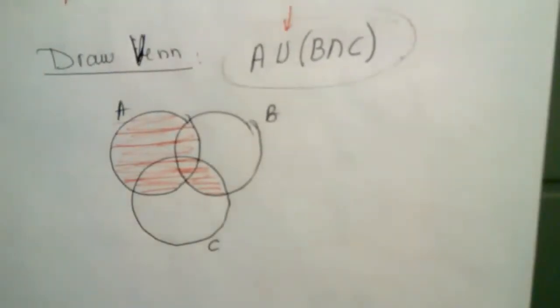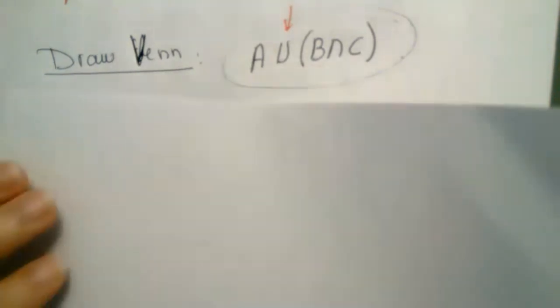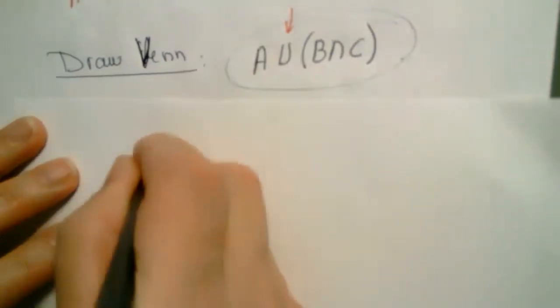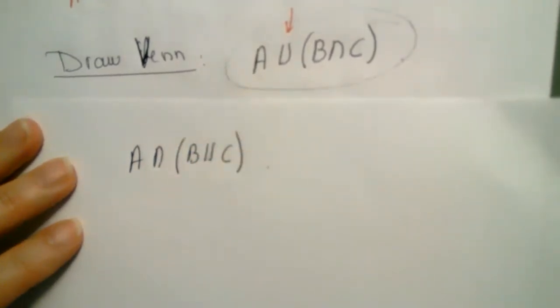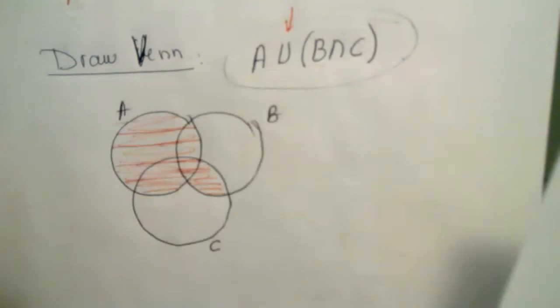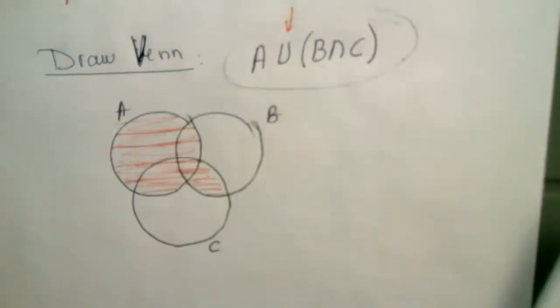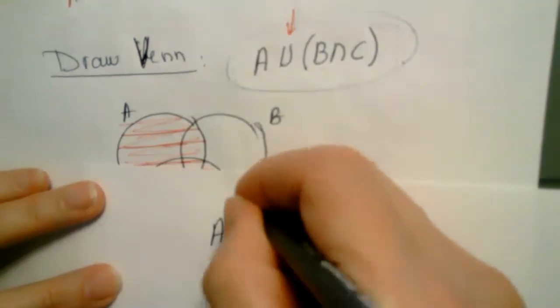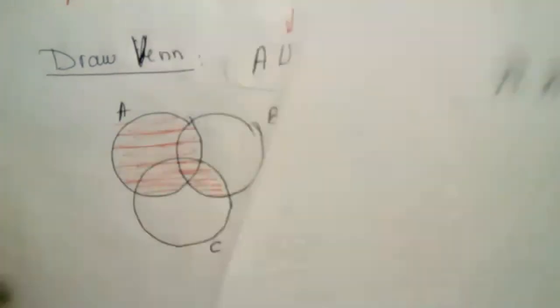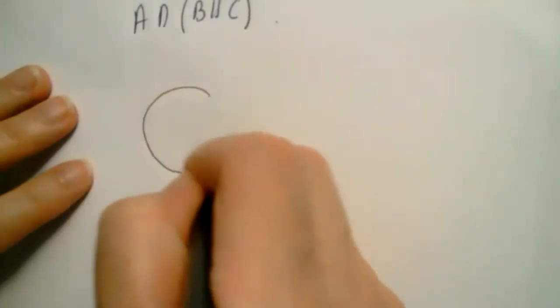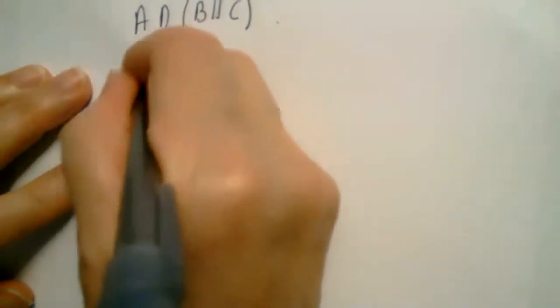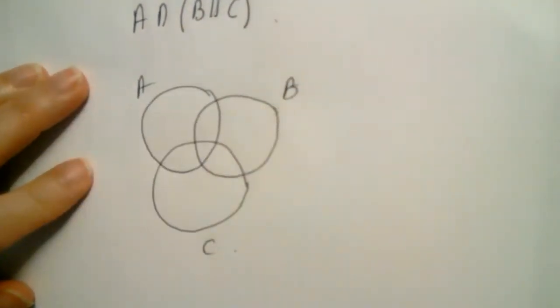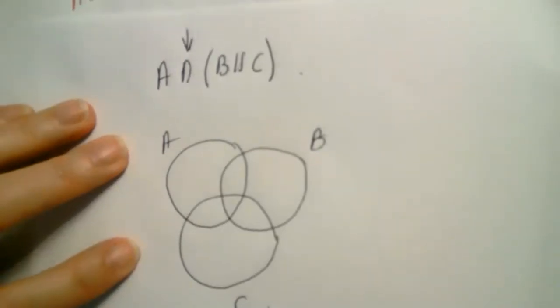So let me get a piece of paper first. Let us do A intersect B union C. Again, I want you to shade the region that represents A intersect B union C. Now, of course, there is an intersect here, and it changes the picture a little bit. So this is my A, this is my B, and this is my C. A, B, and C. And I want A intersect B union C.